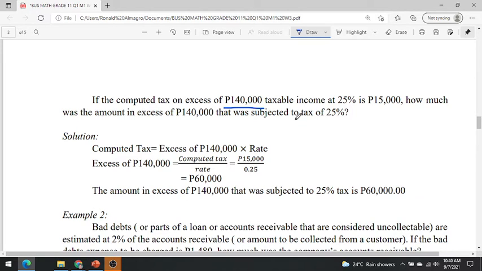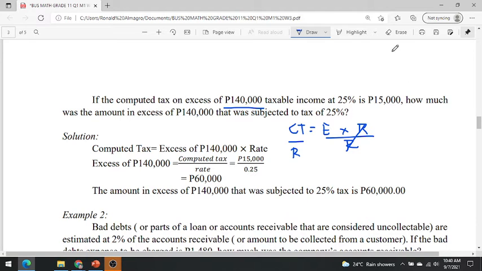So di ba? CT, computed tax, equals the excess times rate. Okay, divide both sides by R in order to get the excess po.